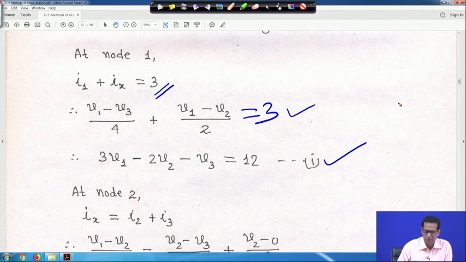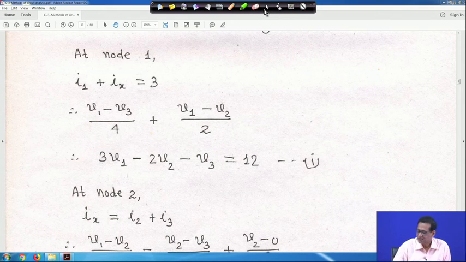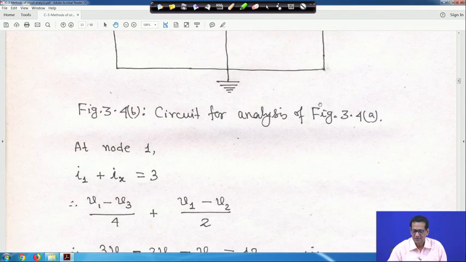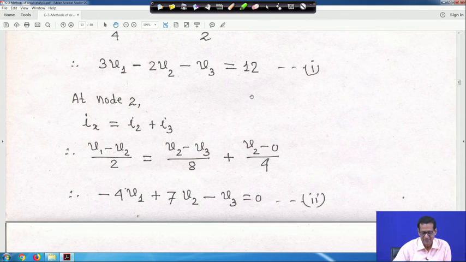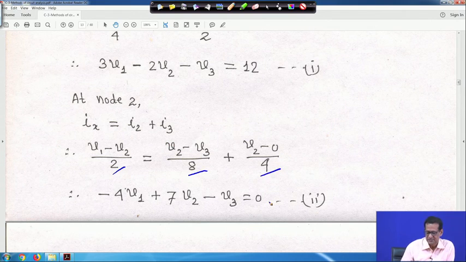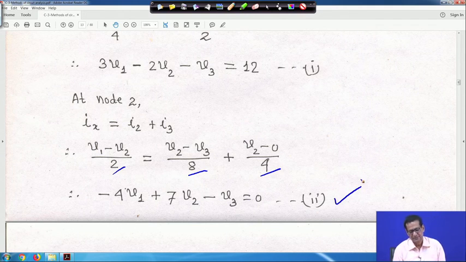So next at node 2. At node 2 I told you Ix is equal to I2 plus I3. So let me clear it. At node 2, Ix is equal to I2 plus I3, that I have written the equation also for you. So here also same thing. Ix is equal to V1 minus V2 upon 2, this is equal to I2, V2 minus V3 upon 8, plus V2 minus 0 upon 4. Upon simplification it is minus 4 V1 plus 7 V2 minus V3 is equal to 0. So this is equation 2.